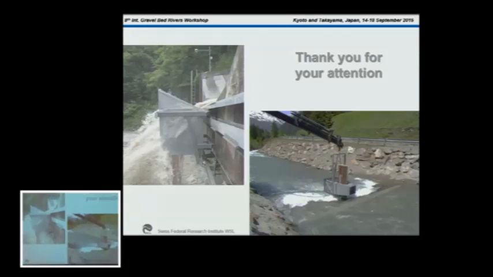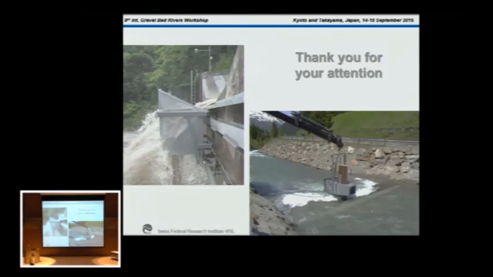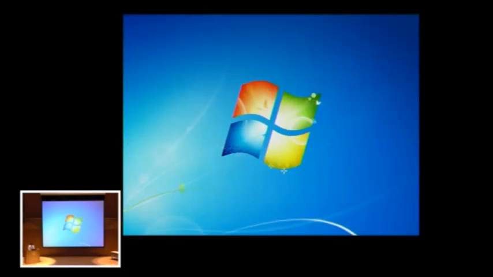Thank you, Dieter. Our next speaker is Colin Rennie, and Colin is going to talk about active acoustic devices for measuring bed load.